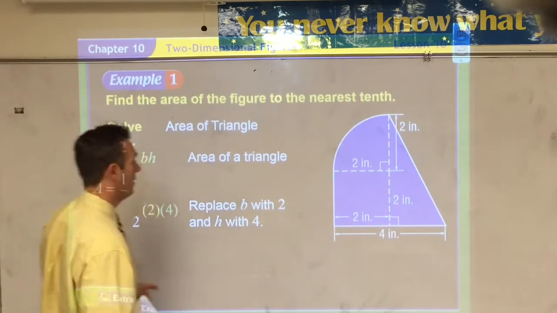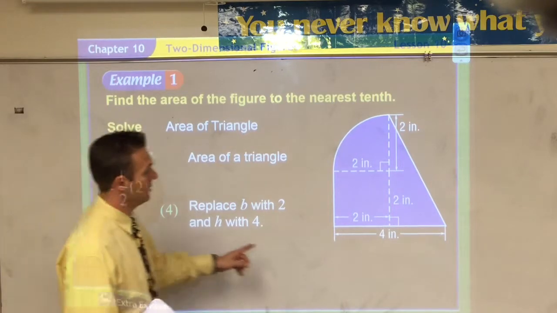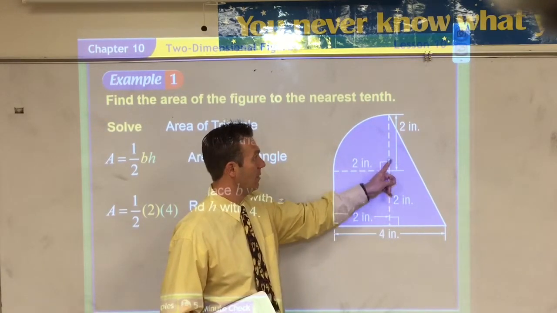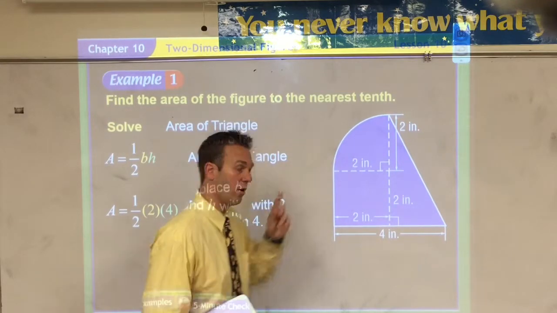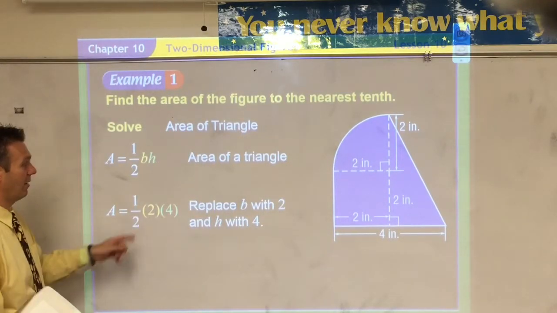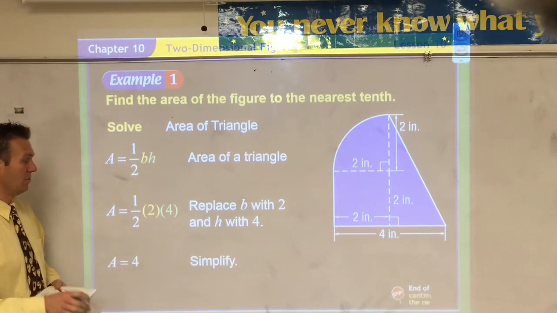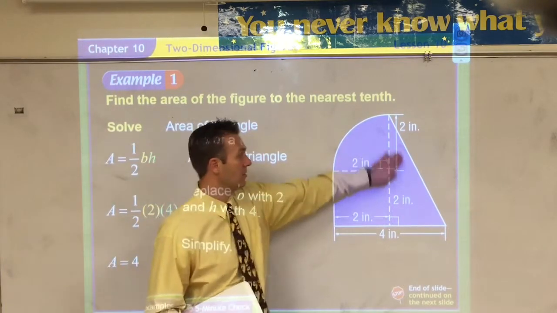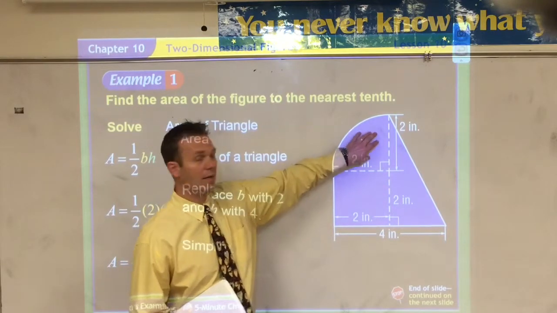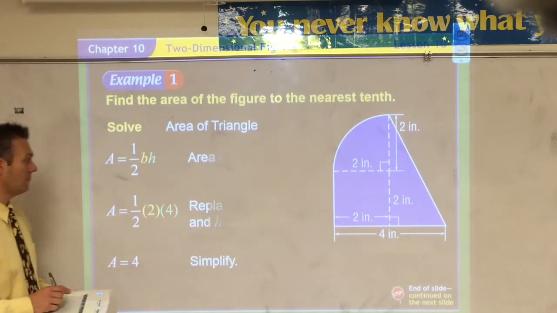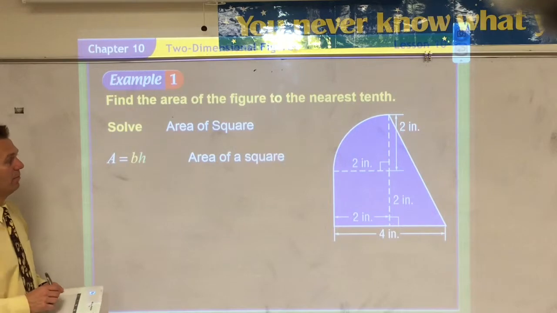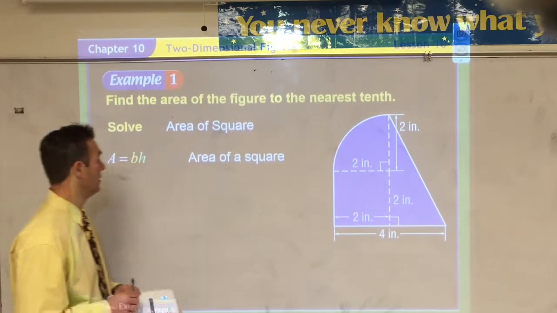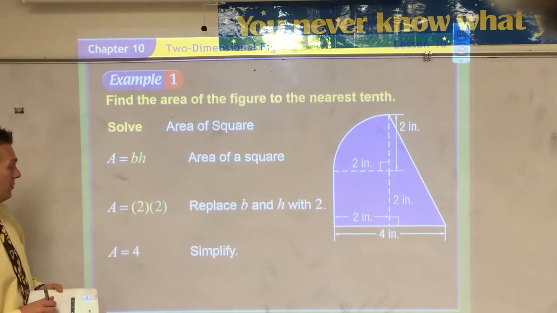And then they're telling you that the height of this whole thing from here to top is 2 plus 2 more, so which is 4. So 2 times 4 divided by 2 gives you 4. 2 times 4 is 8, divided by 2 gives you 4. You now know the area of the triangle. You still have to find the square and the quarter circle. So the area of the square would be the next one, and it's base times height. So base times height, which is 2 by 2, and that gives you 4.